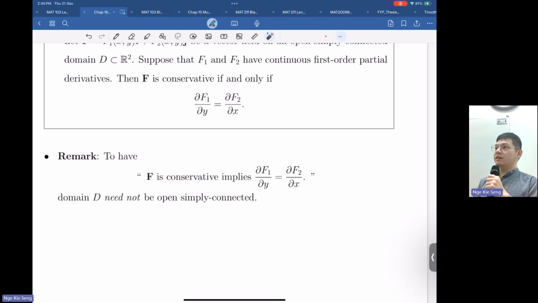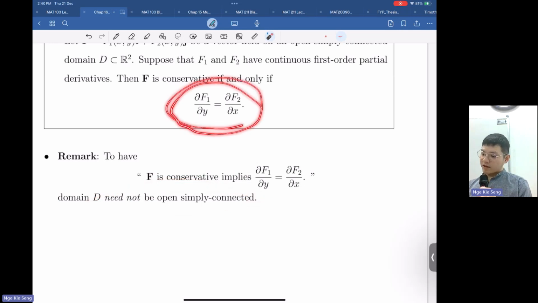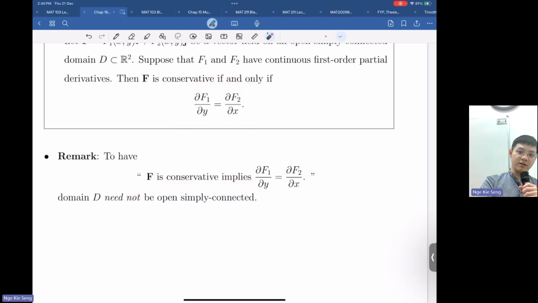One direction you don't need it. Conservative implies the equation, and maybe you don't need this condition. But if you want to go from the equalities to conservative, then you need this open simply connected condition. One direction you don't need, the other direction you need.